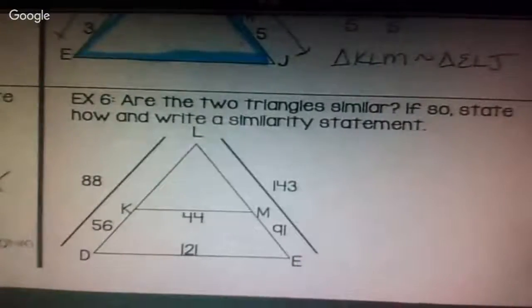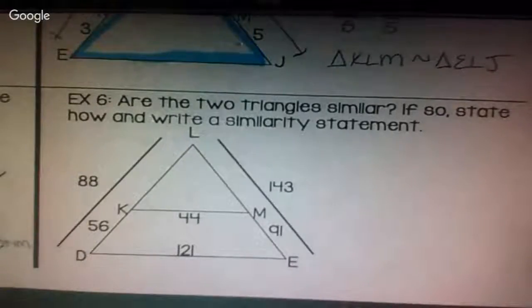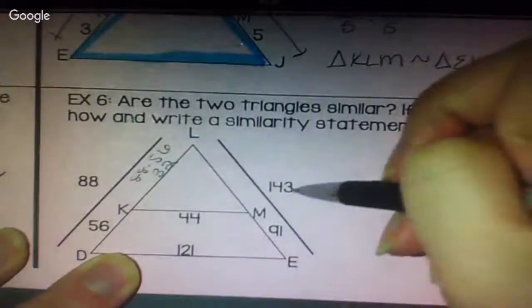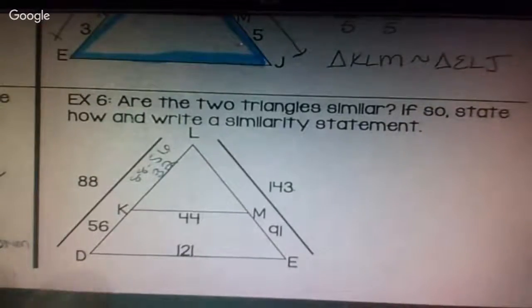That's it. Are these two triangles similar? Okay, so I would do just what I did on the last one. What's my small number on my little triangle? They don't give you this side and this side on your small triangle. They tell you what this is and what this little piece is. I need to find this piece. So that one's 32. This would be 88 minus 56, which is 32. And this one's 143 minus 91, it's going to be 52.